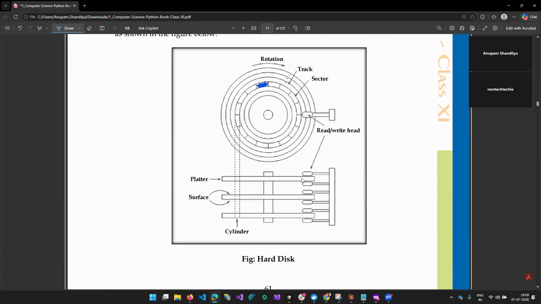This is how it will look from the side. It is cylindrical inside, right? Like this has some thickness. So this cross section is shown here. And these are the surfaces and these are the platters. And this thing can read from here and here. So from both the sides, we can store data and read them.